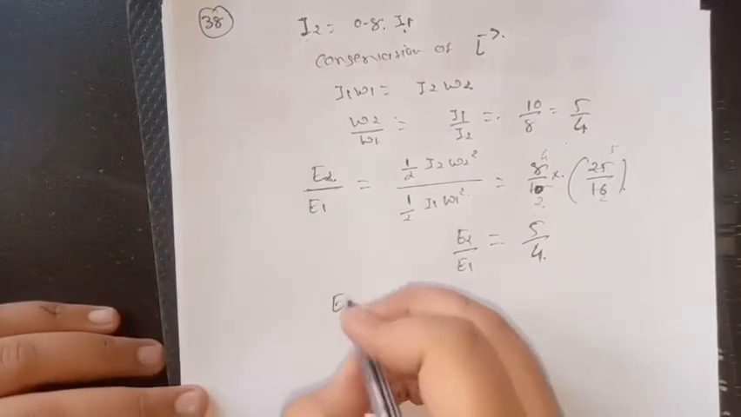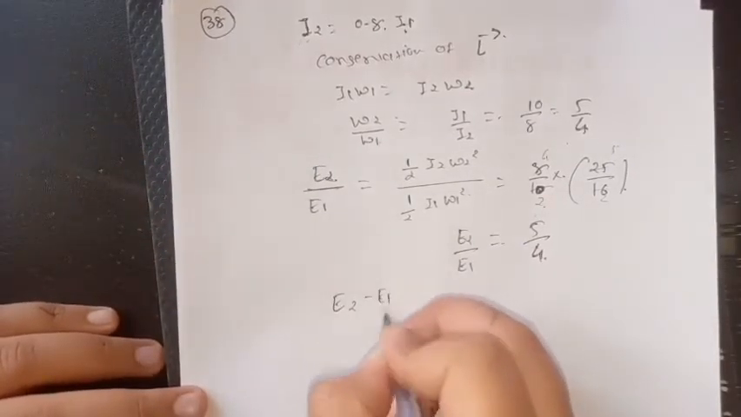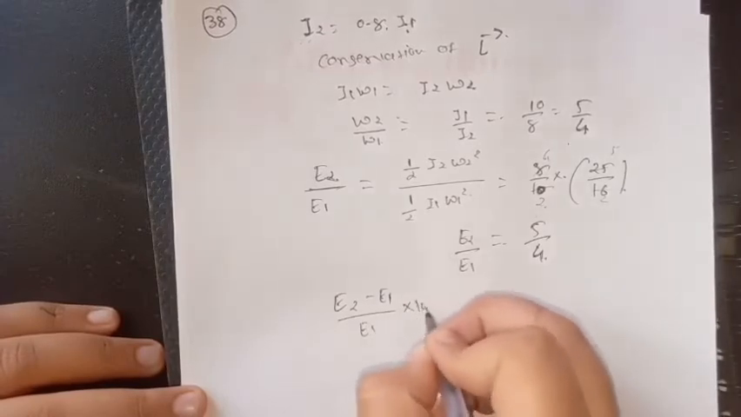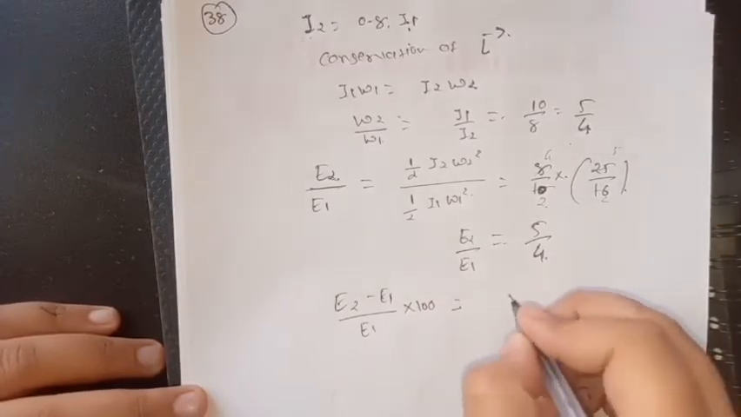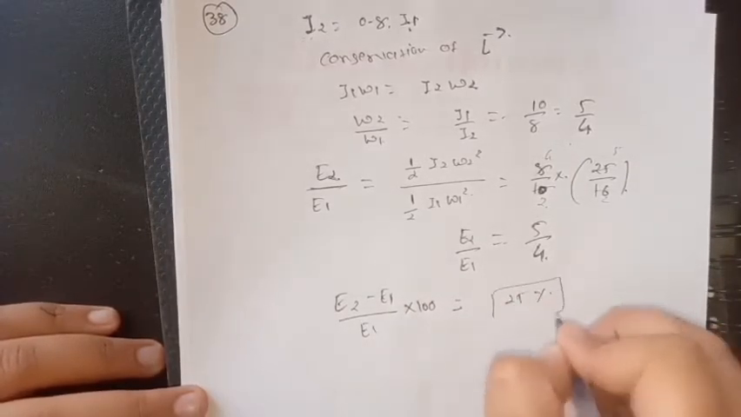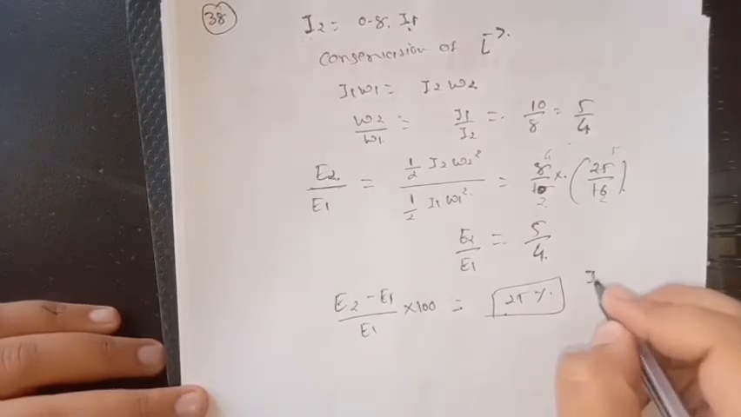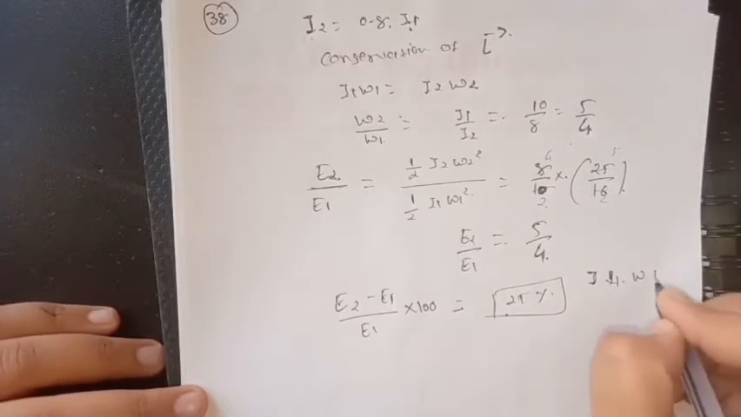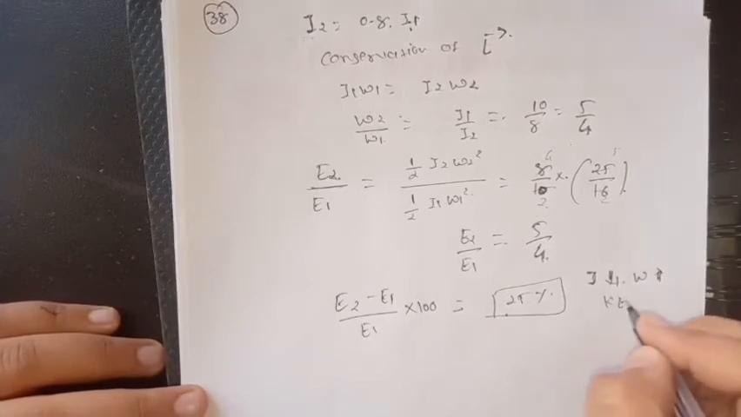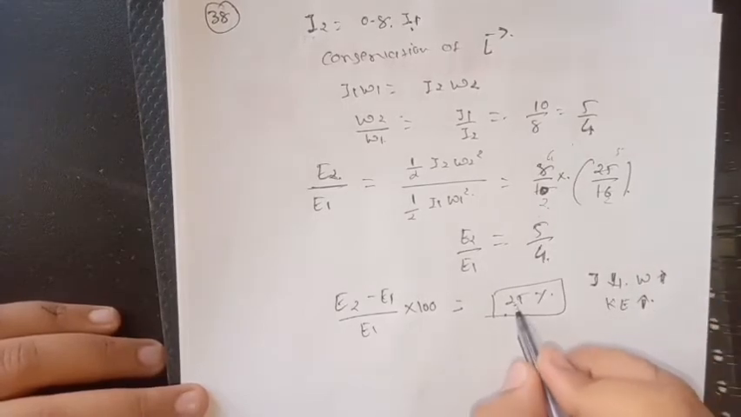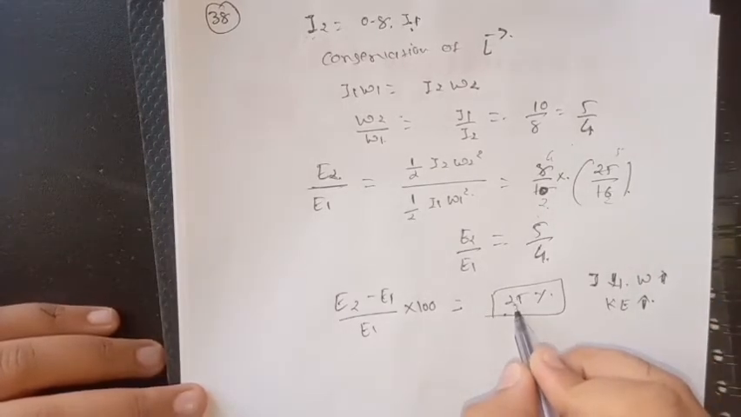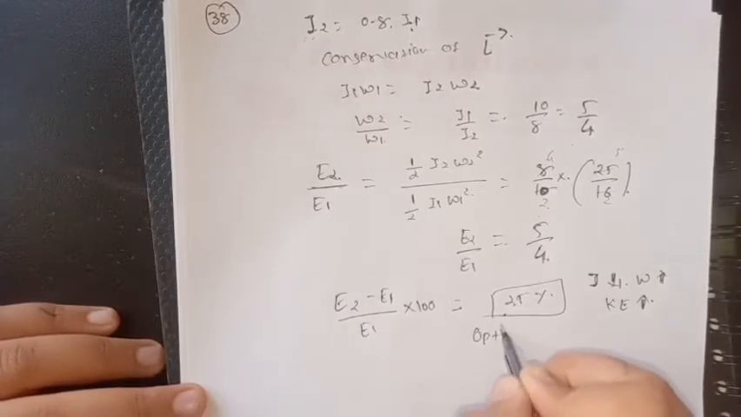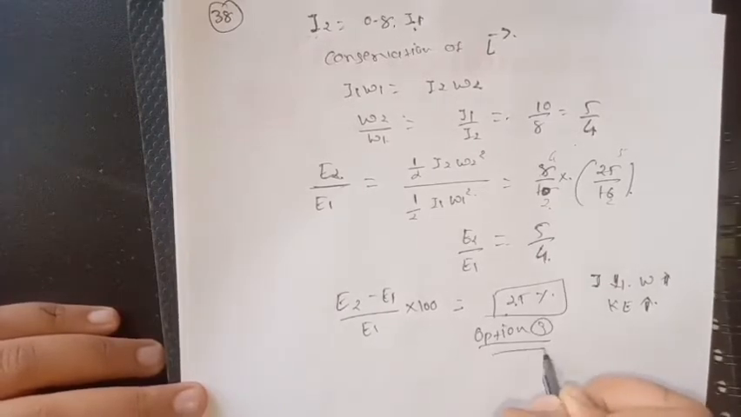For percentage change, we'll use this formula, E2 minus E1 upon E1 into 100. By solving this, we'll get 25%. As I is decreasing, omega will increase, so kinetic energy will increase. So kinetic energy will increase by 25%. So option 3 is the correct option.